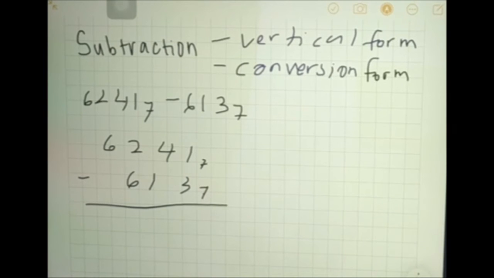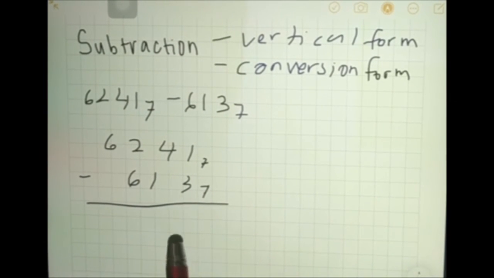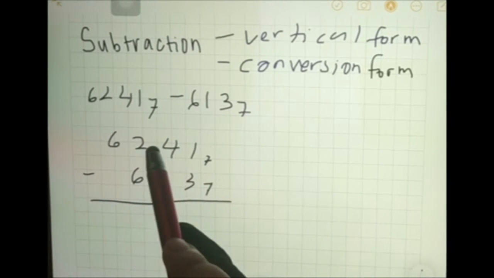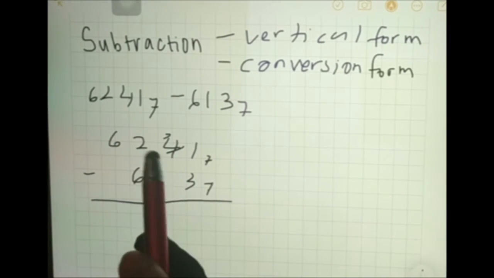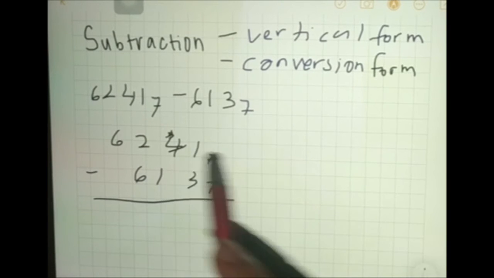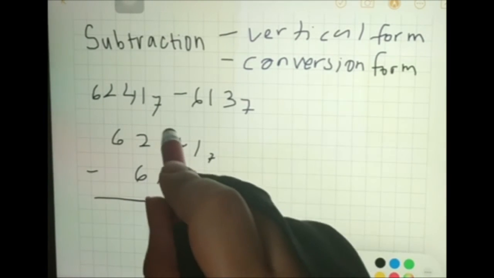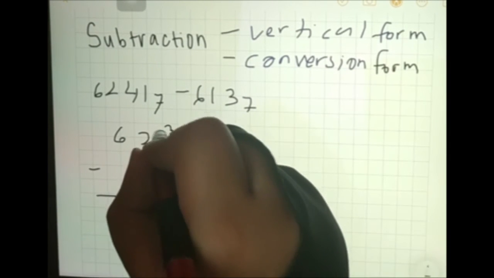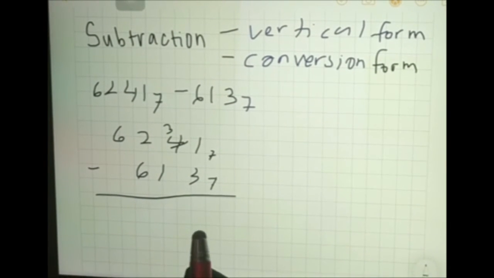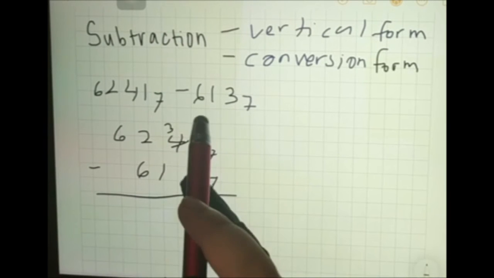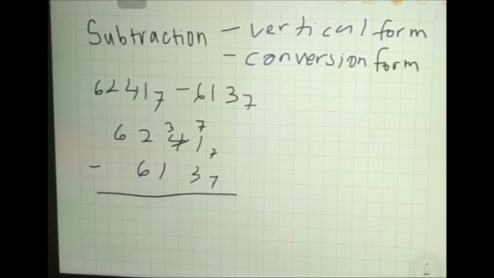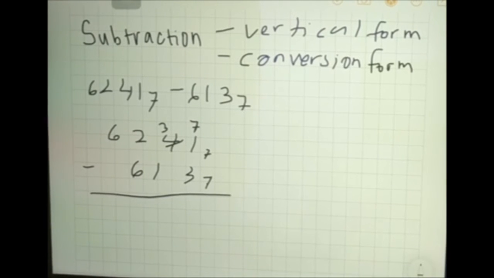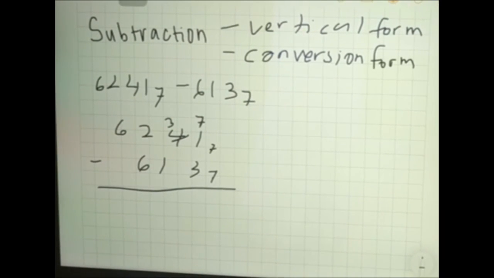1 cannot minus 3. So we would have to borrow a number from the next one. So this one becomes 3. This one becomes 3. Here is 7. Okay, because the base is 7, so the highest you can go is 7.